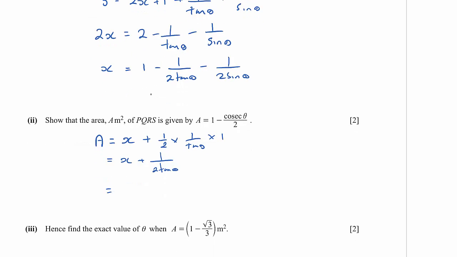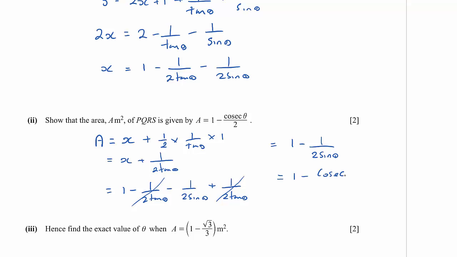Now the x from up there is 1 take away 1 over 2 tan theta, take away 1 over 2 sine theta, but now we're adding 1 over 2 tan theta. So those will cancel, and we have 1 take away 1 over 2 sine theta, and of course cosec theta is 1 over sine theta. So that is just 1 take away cosec theta over 2 as required.